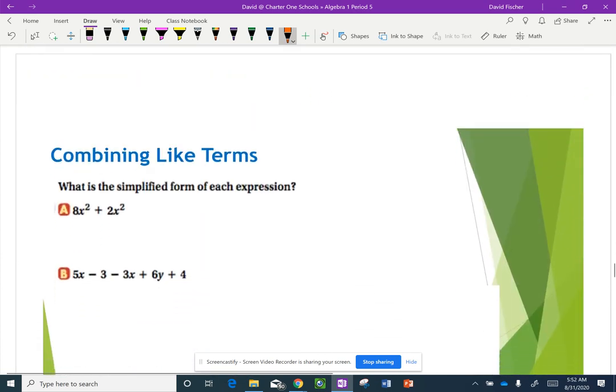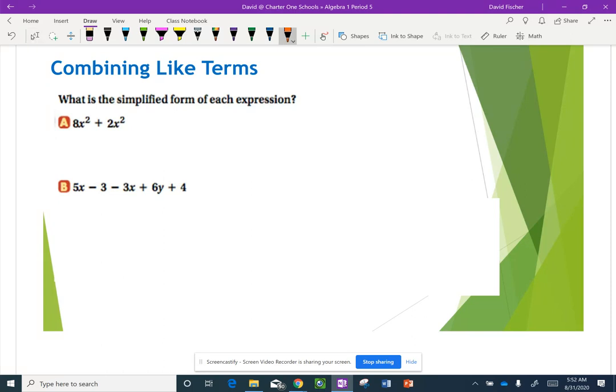Combining like terms, just a quick review. I got x squareds and x squareds. Here I got 8 of them. My coefficient is 8, and here I got 2 of them for a total of 10 of these things called x squareds.